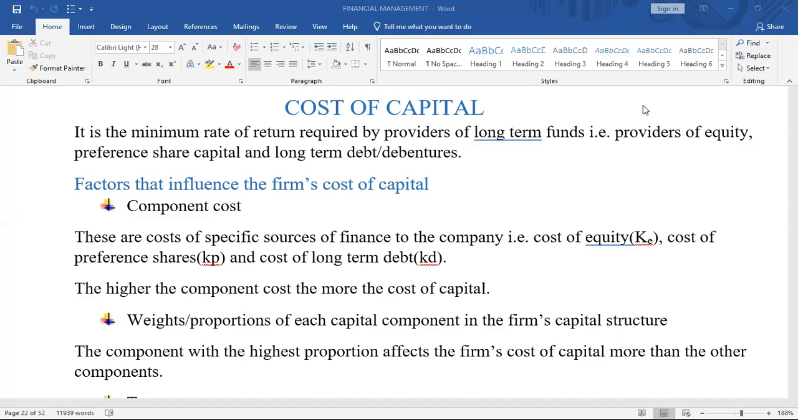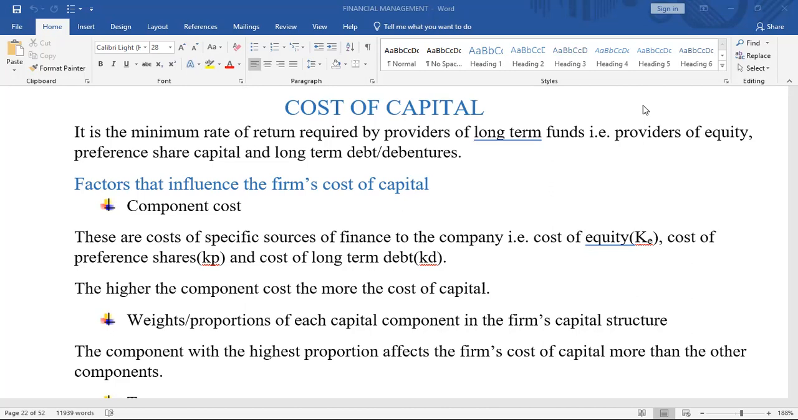We are doing cost of capital, which is our next topic. The cost of capital already borrows a lot of knowledge from the previous topics which we have done. We are saying that this is the minimum required rate of return by the providers of the long-term funds. For example, we are looking at the providers of equity, preferential capital, and long-term debt, that is, debentures.